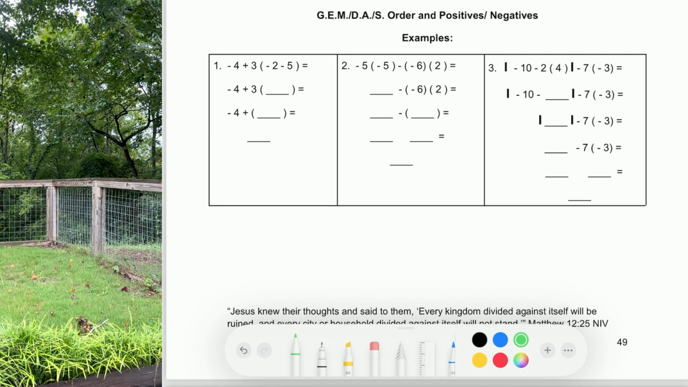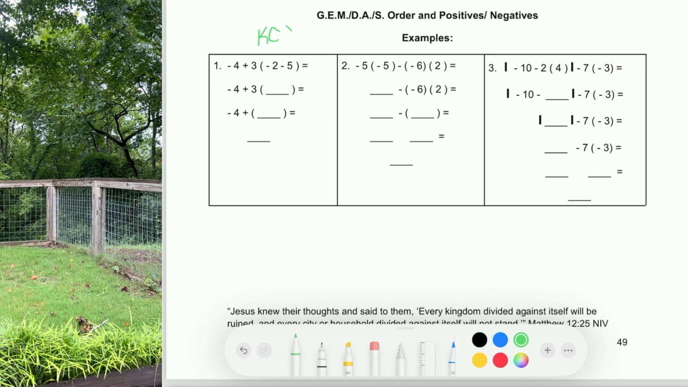All right, so let's look at some example problems using GEMDAS, basically the order of operations, with positives and negatives. So number 1, we have negative 4 plus 3 times negative 2 minus 5. We need to deal with that first.